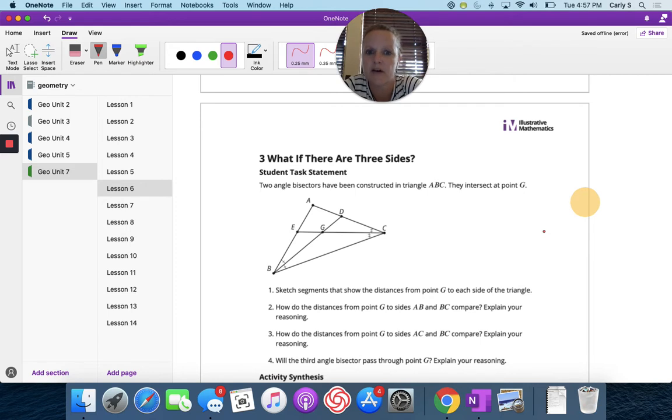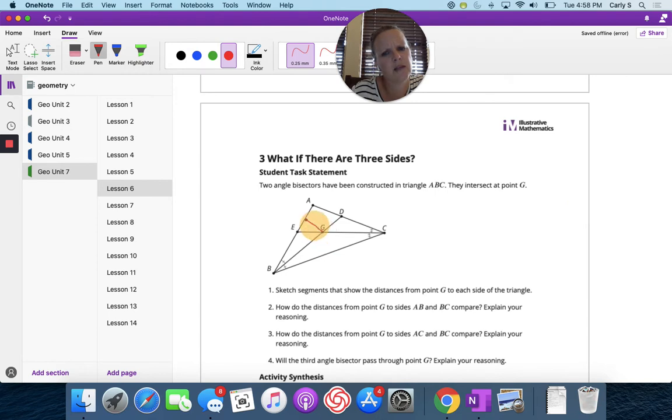Now, what if there are three sides? So two angle bisectors have been constructed in triangle ABC. They intersect at point G. BD is an angle bisector, and CE is an angle bisector. So sketch segments that show the distances from point G to each side of the triangle. Point G to each side of the triangle.